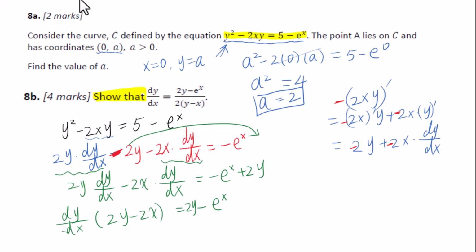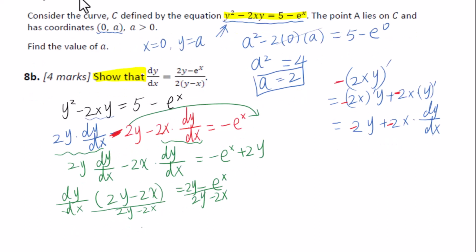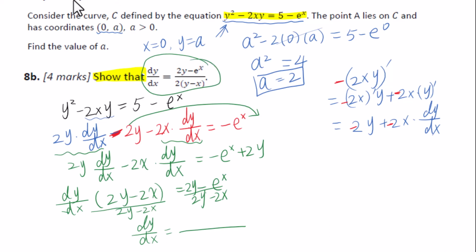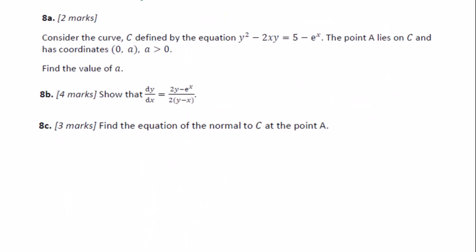Then on both sides, we divide by 2y minus 2x. Then we will get dy by dx equals. Check back what kind of form they need for dy by dx. You could say 2 is a common factor. Write it down exactly like this form, 2 times (y minus x). So we finish proving.